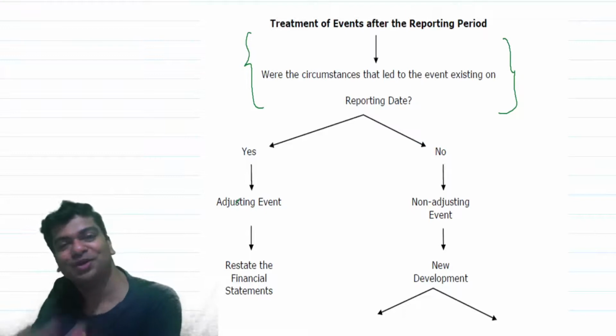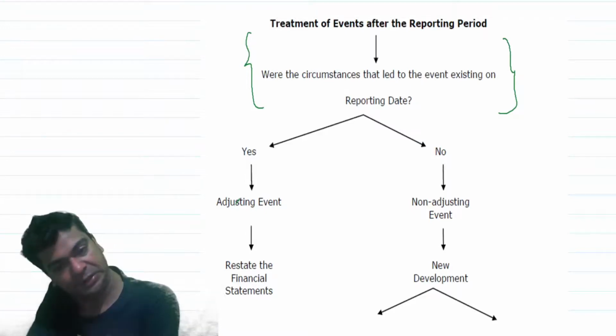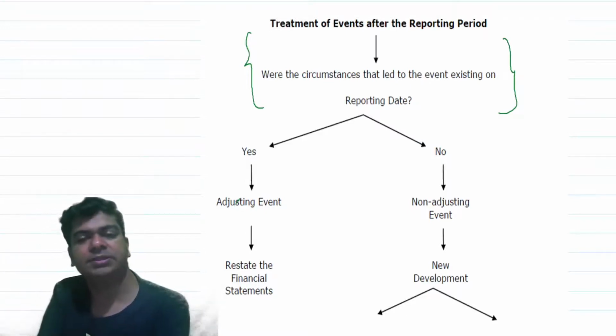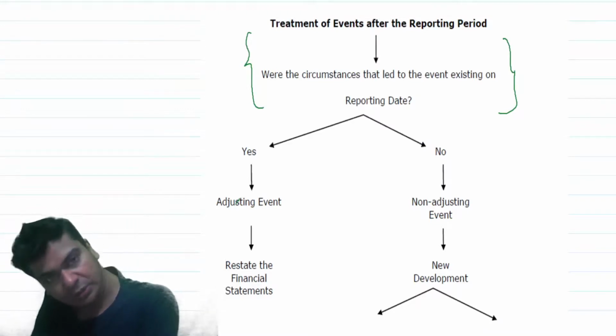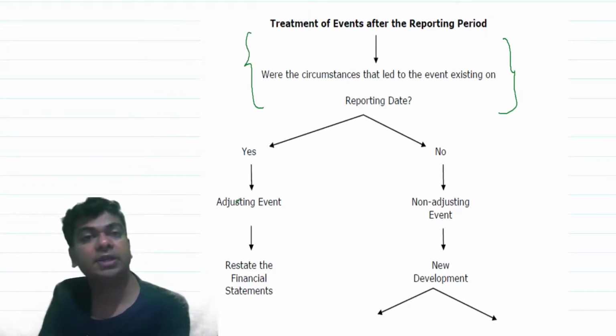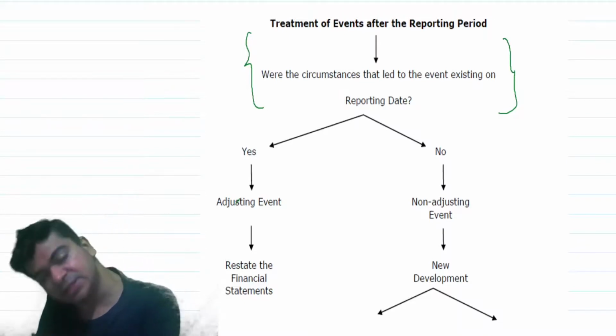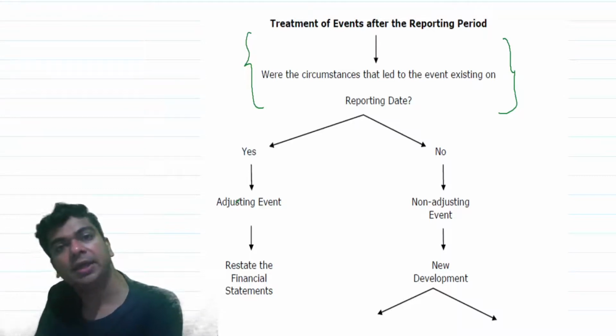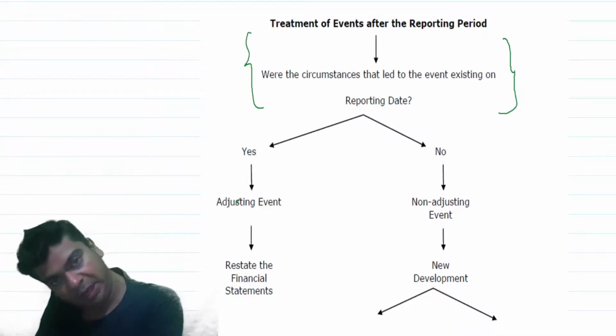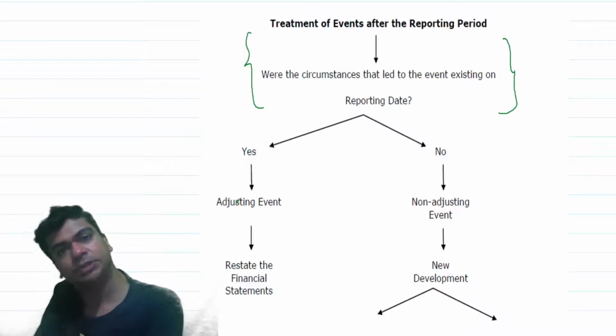I'm taking you to the question. This is the question that you should ask yourself. Were the circumstances that led to the event existing on the reporting date? Ask yourself, what is the event? Event is that you are getting a notice from the Excise Department and they are demanding another 28 lakhs of rupees of excise duty.